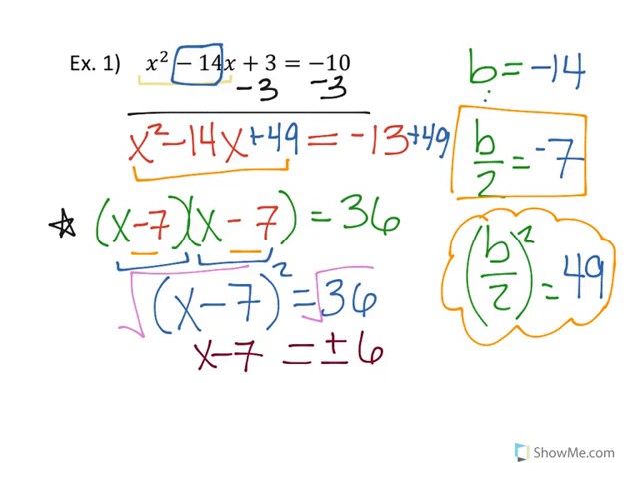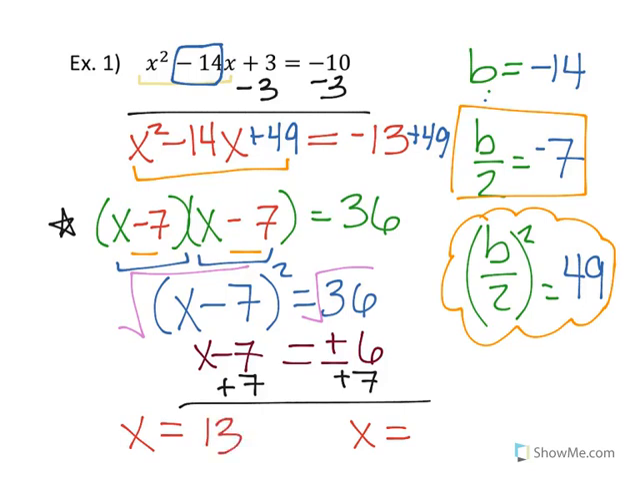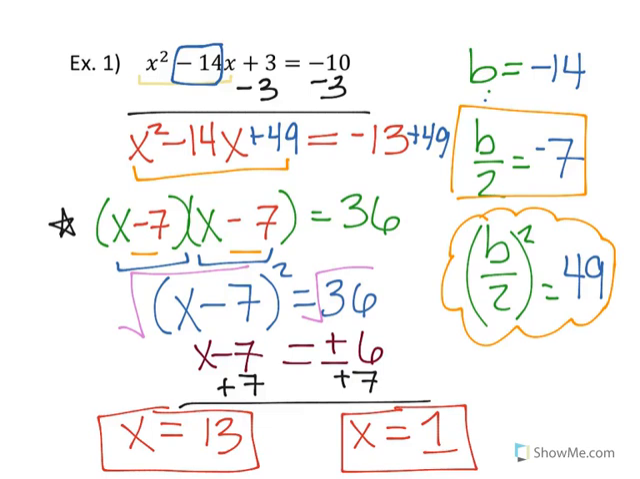Now I have a one-step problem that I can solve to get x alone. So if I add 7 to both sides, here's how I'm going to end up with two answers. One answer will be the positive 6 adding 7, which would give me 13. And the other answer would be negative 6 adding 7, and that would give me a positive 1. So my two answers are 13 and 1. And again, we just found the roots for where this quadratic crosses the x-axis.